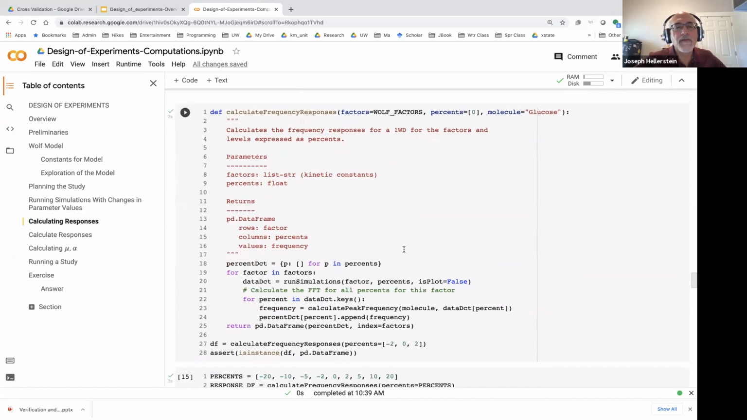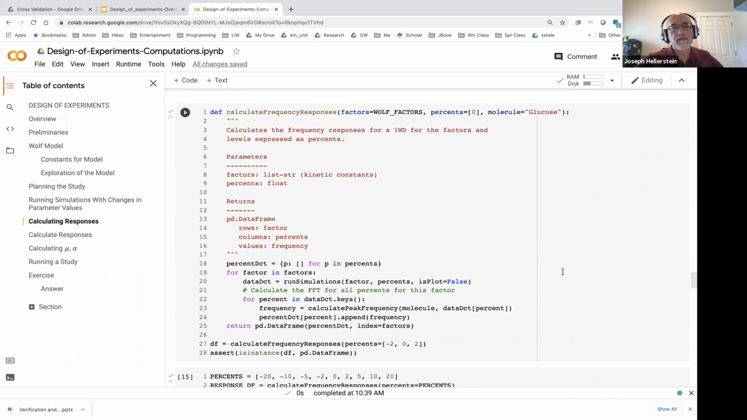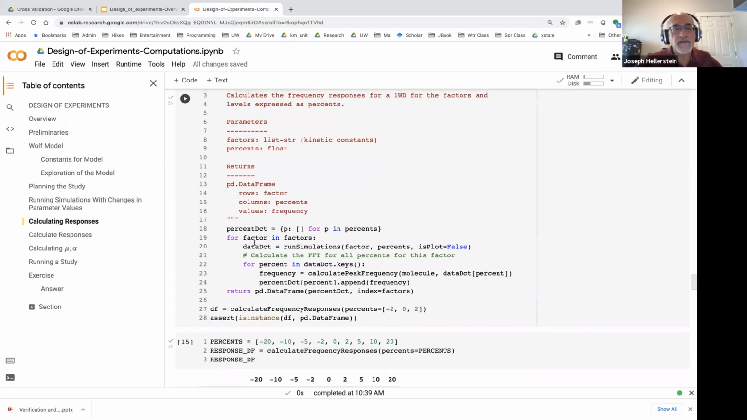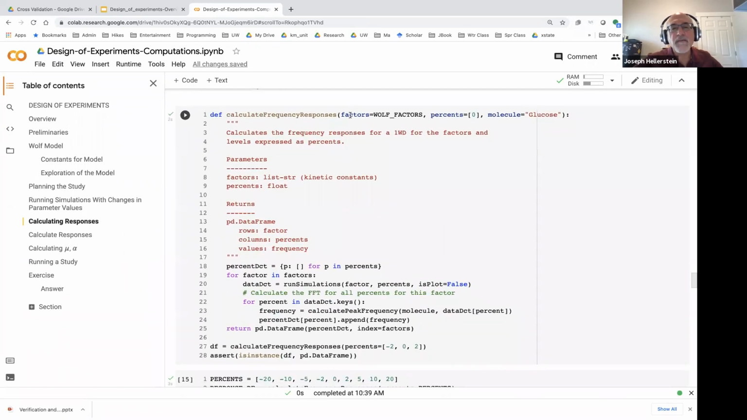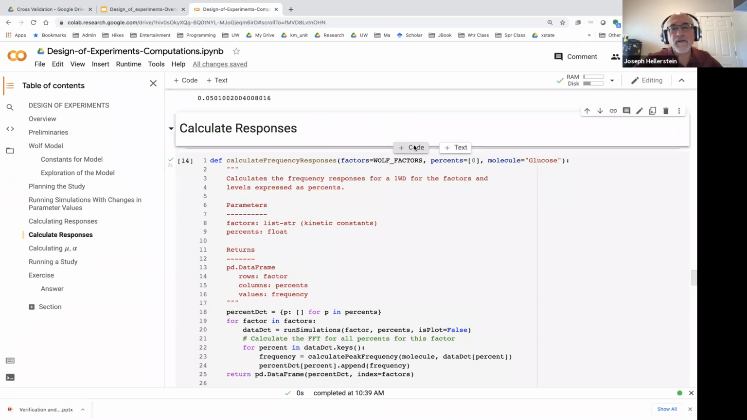Okay, this is calculating all the responses, the Y's, for a one-way design. Now we're getting to the third step in the design. To do a one-way design, we consider each factor in isolation. So it says here are my factors, and let's show you what the factors are.